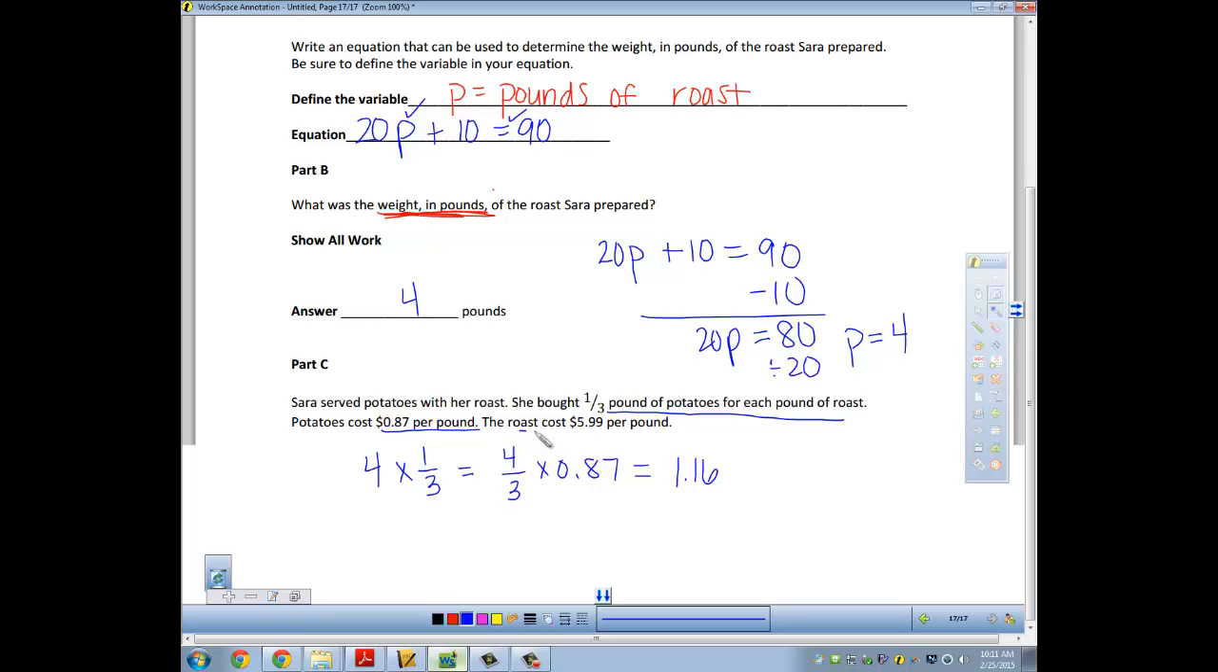Next, we have this roast that costs $5.99 per pound. Here's that keyword per. Remember, per is multiply. So $5.99 times the number of pounds. According to Part B, I'm buying 4 pounds. $5.99 times 4 is $23.96. And then I'm not going to show the work for this because we need to move on, but you just add the two to get the total.